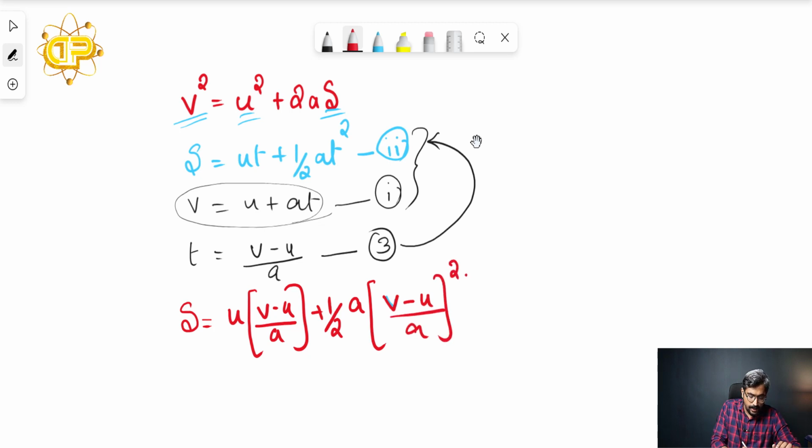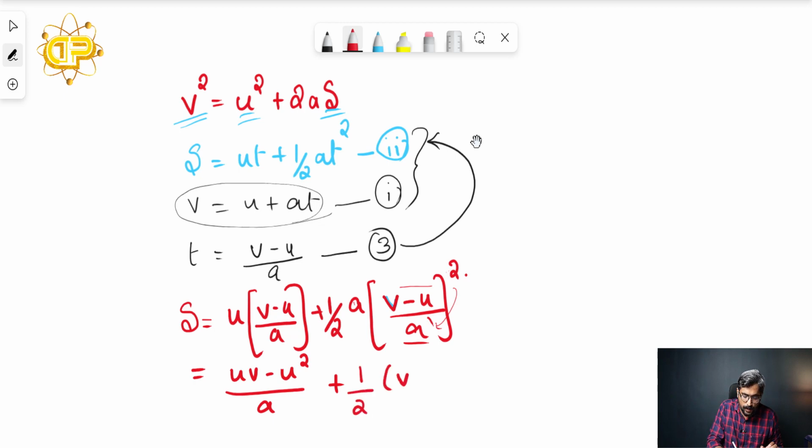Then what will I get? I'm just operating the bracket. Then (uv minus u square) by a plus half, and a square is common for both, right? So a square in the denominator, and then one a and one a will cancel out each other. Then half (v minus u) the whole square by a. This is the case. Pause the video and see whether you got the point.